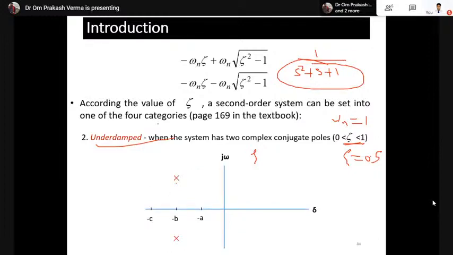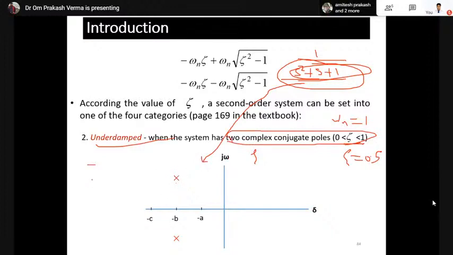Complex conjugate poles, minus 1 plus or minus j something. You can calculate this using the quadratic equation: s equals minus b plus or minus root of b square minus 4ac, upon 2a. Using that equation you can find the poles, and you get two complex conjugate poles on the negative side.